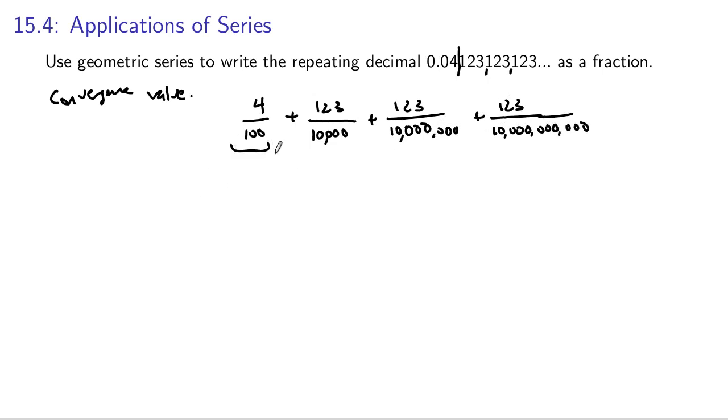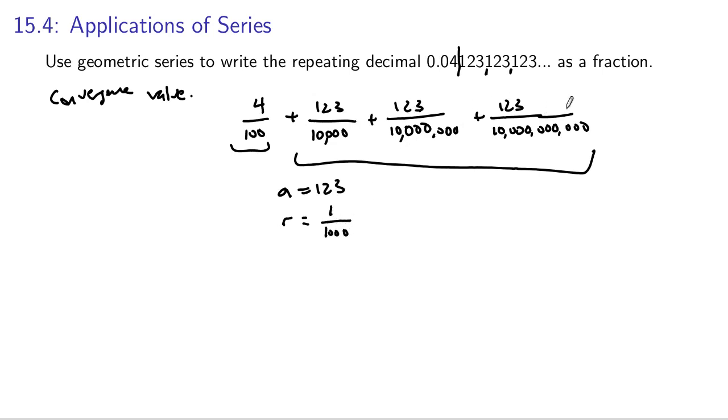So this first part is all by itself, but this part is a geometric sequence. And this geometric sequence has a of 123 and the ratio is 1,000. We're increasing by 1,000 each time. No, the ratio is not 1,000, it's 1 over 1,000. We're going thousandths each time, right? We're shifting a thousandth over on our decimal. So we're multiplying by 1 over 1,000, or dividing by 1,000.